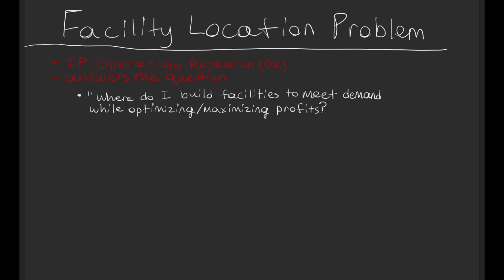In this video, we're going to be using integer programming, which is a branch of operations research. The facility location problem answers the question, where do I build facilities to meet demand while optimizing or maximizing profits? When I say facilities, I mean a factory, a retail store, anything that's trying to meet demands.